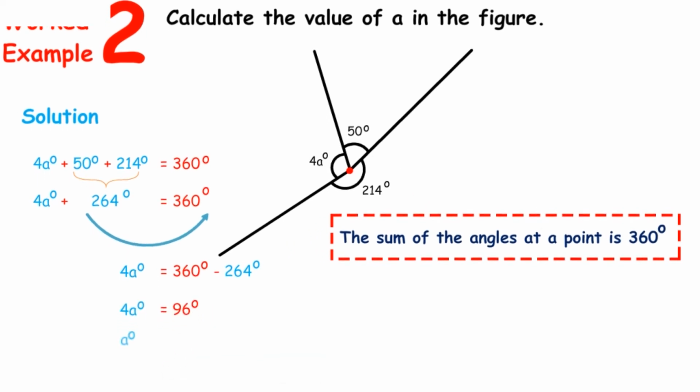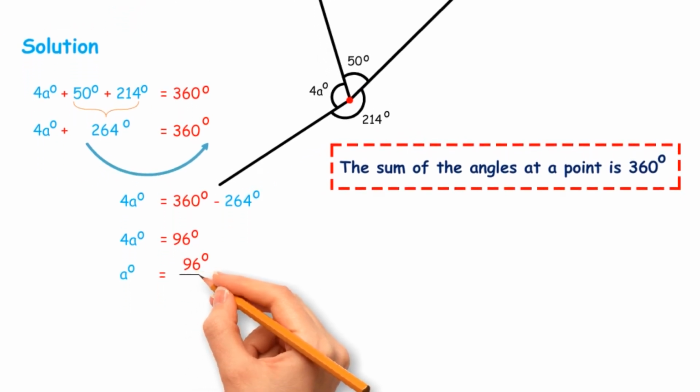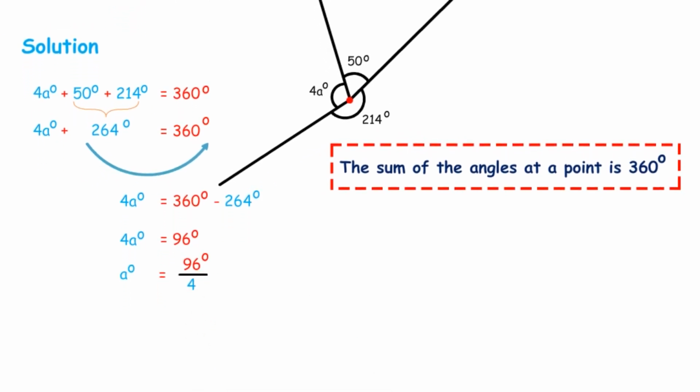4 will be divided by 96. 96 divided by 4 equals 24. A equals 24 is our answer.